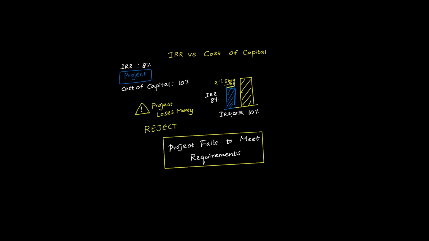This doesn't mean the project exceeds requirements, that would require internal rate of return above cost of capital. It doesn't meet minimum standards, which would require internal rate of return equal to or above cost of capital. And it doesn't need more analysis. The numbers are clear. The project's returns don't justify its costs, so rejection is the appropriate decision.